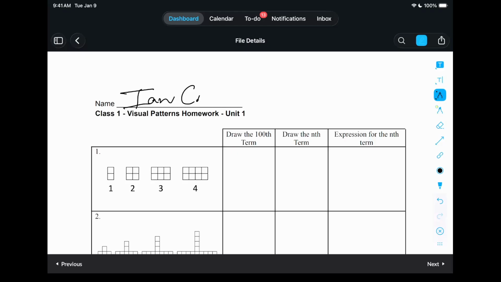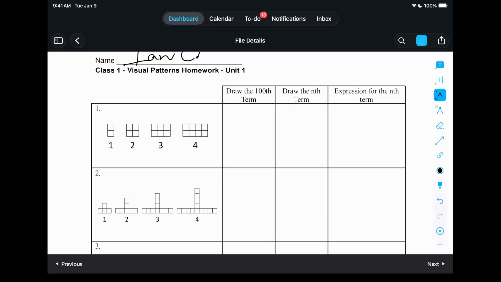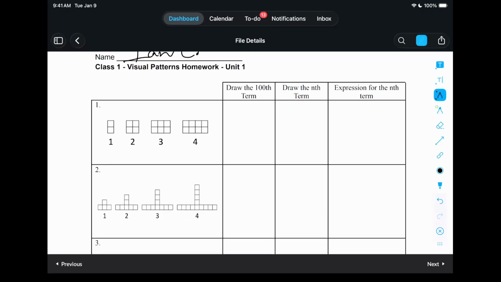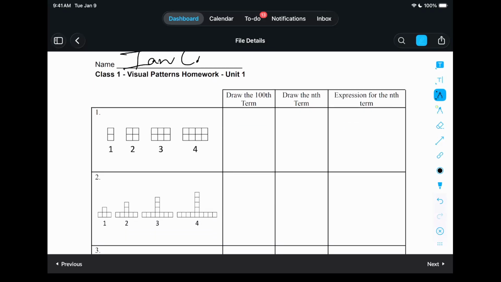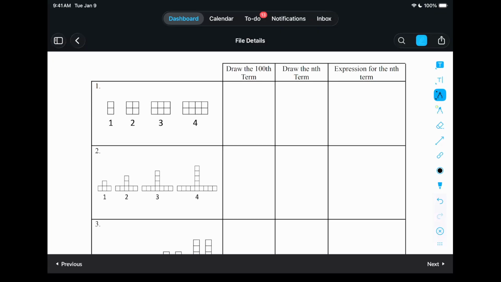I wanted to still do these as a helpful resource to go over material for myself and to help others. So I wanted to start with the visual patterns homework, because this is the first thing we did in class one, and this is actually on the final. Essentially we're going to have to draw the 100th term, draw the nth term, and write the expression for the nth term, just like what we did in the homework. So I just want to go back and review it, starting with problem number one.